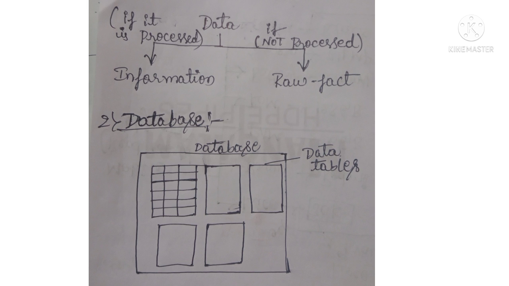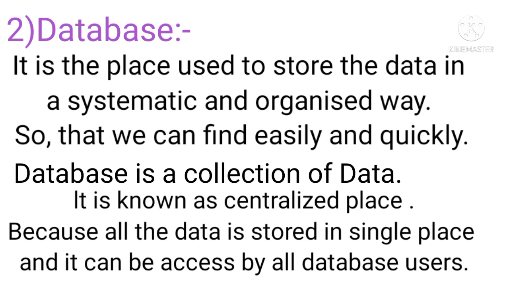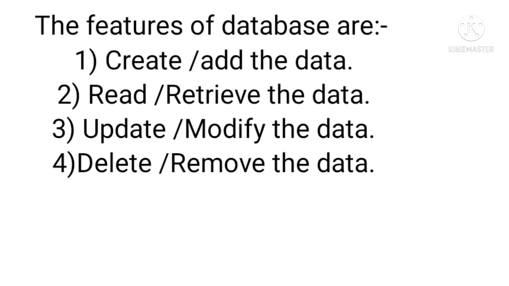Database. It is the place used to store the data in a systematic and organized way. It is also called a collection of data. A database is known as a centralized place because all data is stored in a single place and it can be accessible by all database users. The features of a database are CRUD operations. You already know what CRUD operation means: create or add the data, read or retrieve the data, update or modify the data, delete or remove the data.